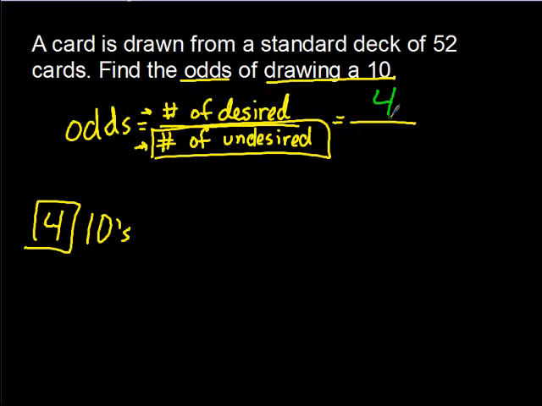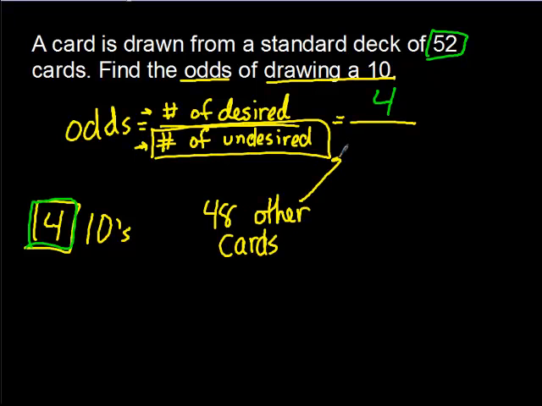Now the number of undesired outcomes is a little bit different. We know that 4 of the 52 are tens. That means there are 48 other cards. The 48 other cards are the undesired outcomes. They're the cards we do not want to draw.